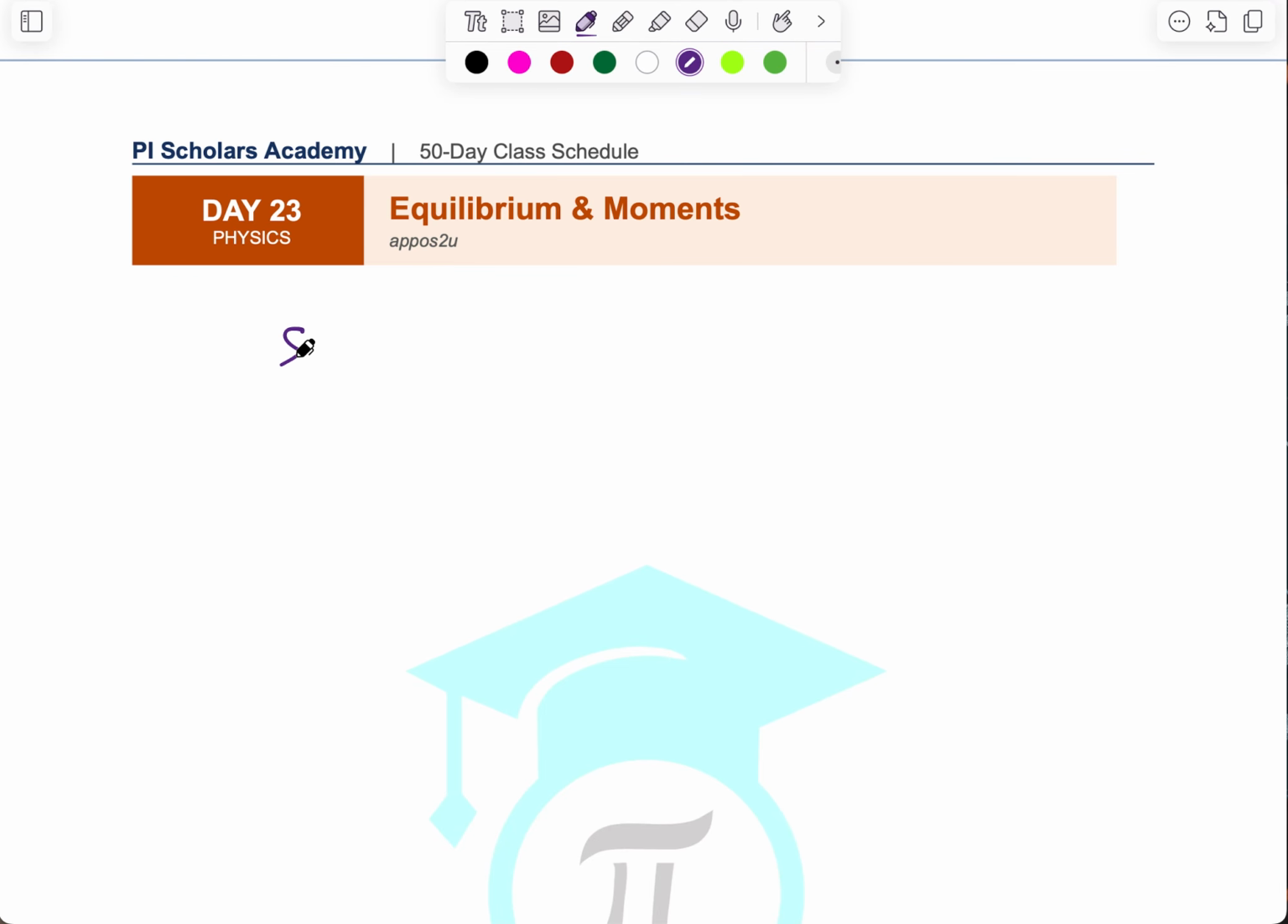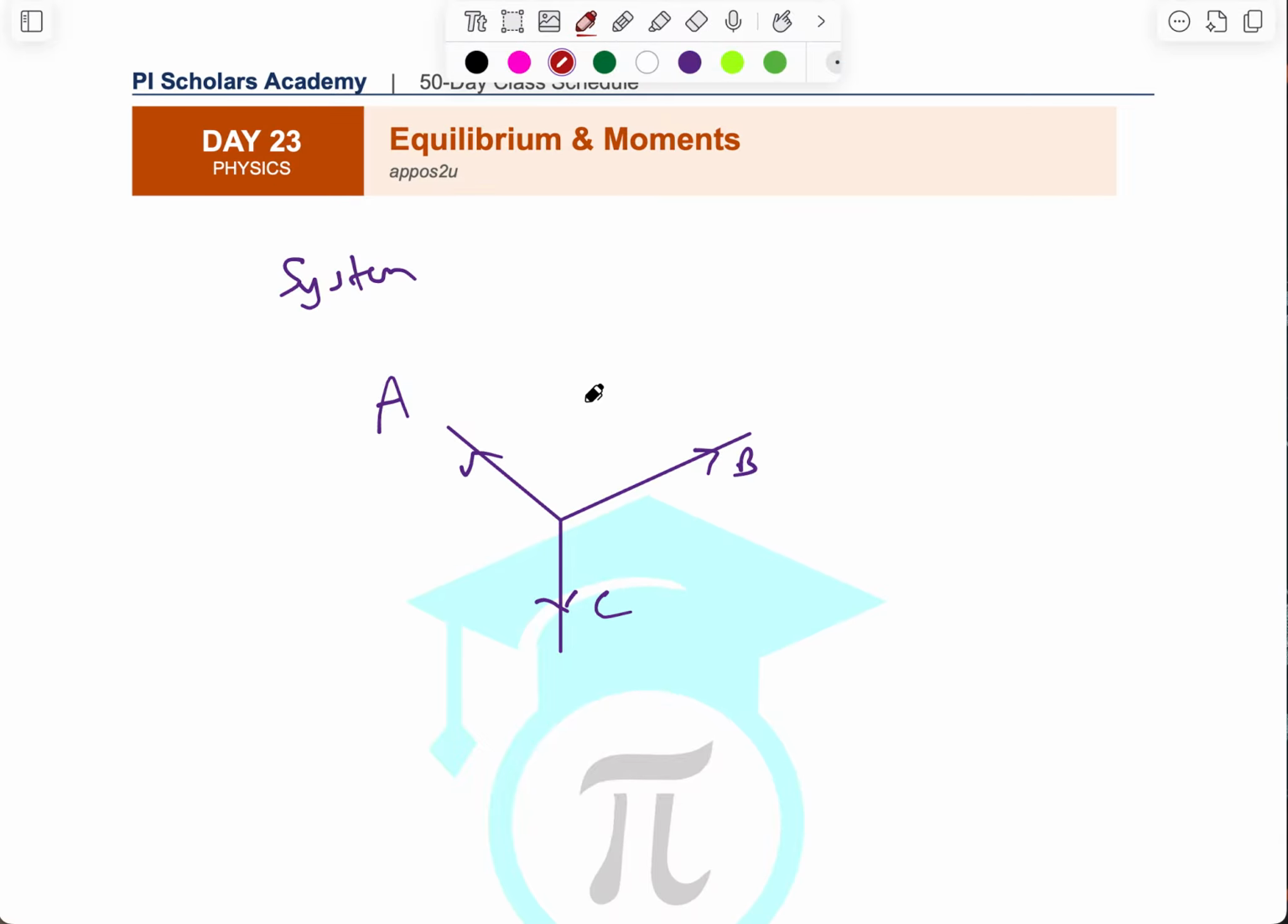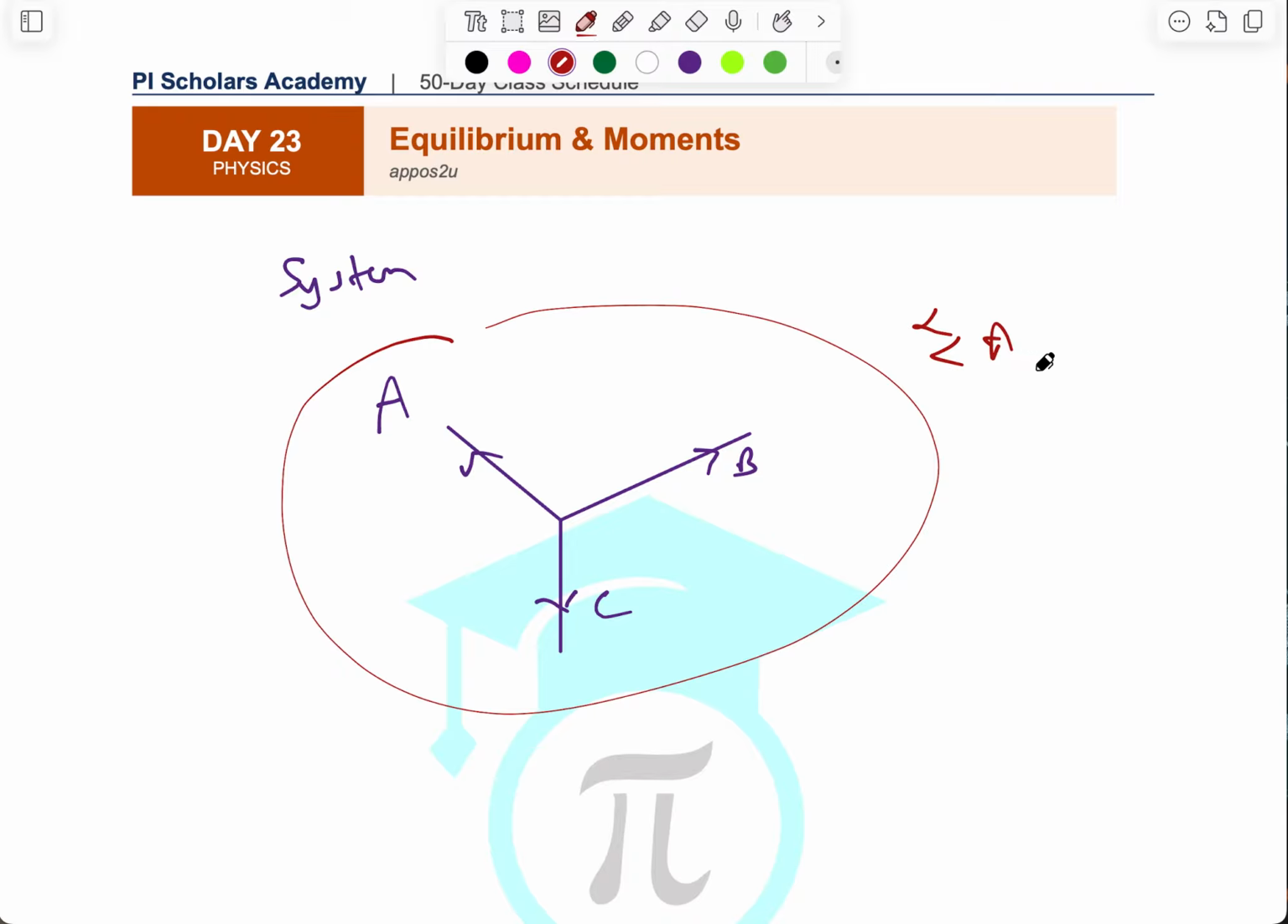Now, if you are considering an entire system, and the system has forces A, force B, and then another one which is C. If I'm considering this system, and this system is in equilibrium, then the net force, that is the summation of all the forces A, B, and C, will be equal to 0. And so therefore, the resultant of A, B, and C is equal to 0.